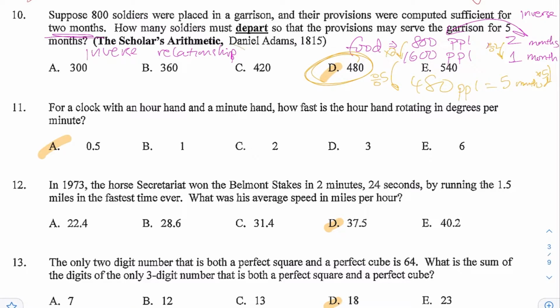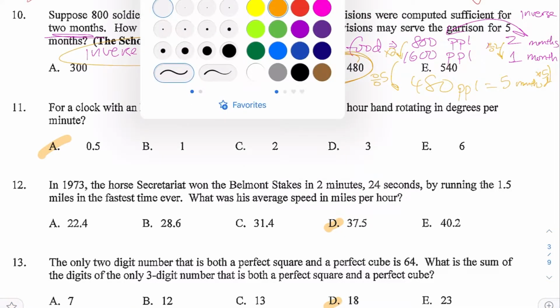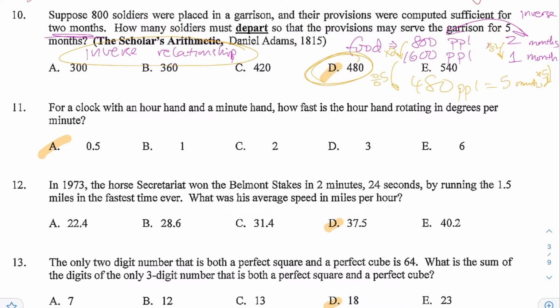So this is an inverse relationship here. The more people you have, the more food you need, so the food will last a shorter period of time. So the number of people is inverse with the time the food will last.